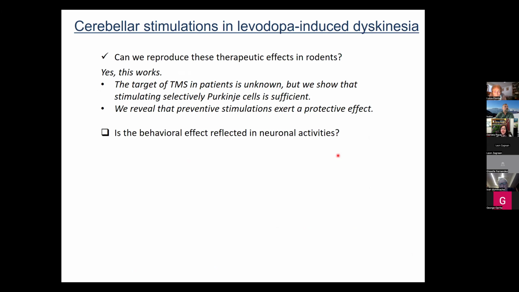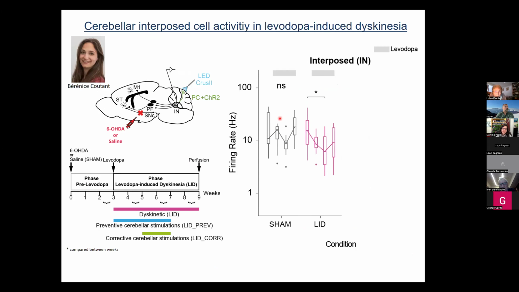Now, is the behavioral effect reflected in neural activity? For this, Berenice recorded the activity in the motor circuit: the interposed, the parafascicular, which is one of the intralaminar thalamic nuclei that projects to the striatum, and also the motor cortex. Here you can see the results from the interposed, the cerebellar nuclei output, for all the groups. One more time, levodopa does not induce any change in firing rate, so this is normal.